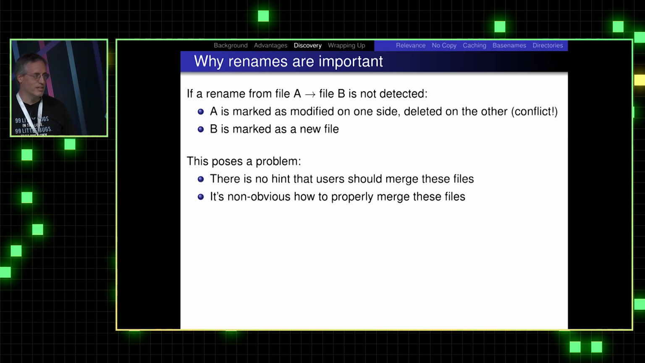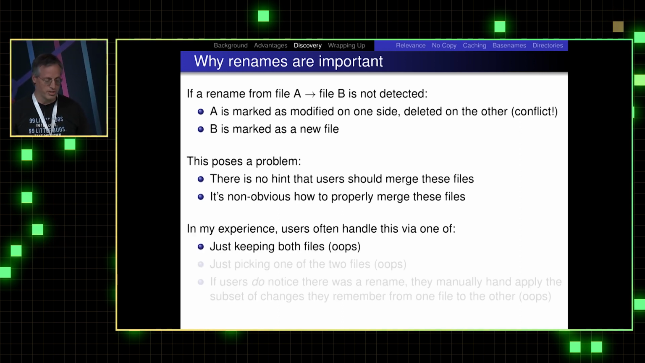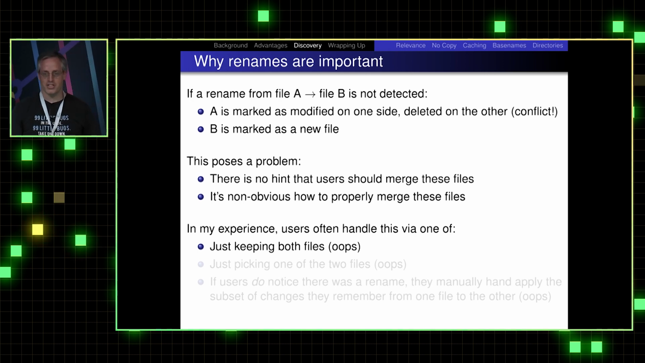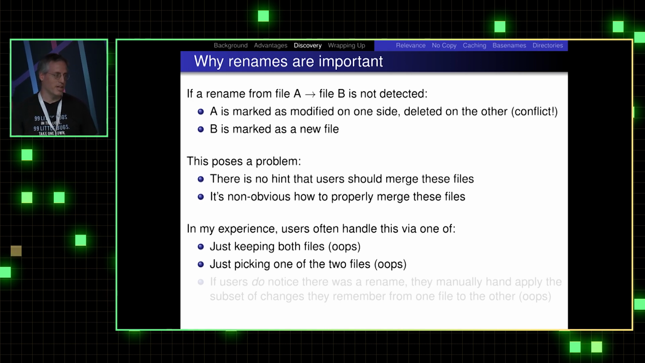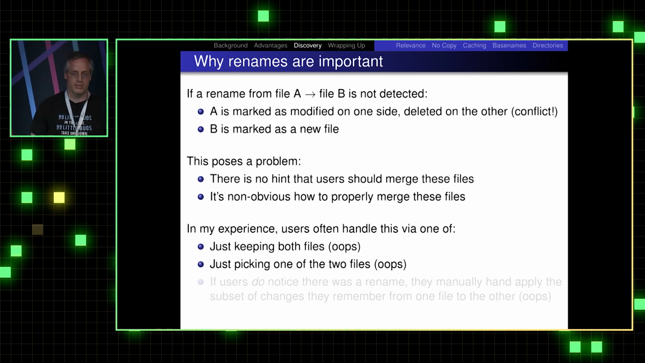I've seen this dealt with several ways by users. It's usually one of three things, all of which are suboptimal. One, they end up just keeping both files around in the tree, each of which is missing some of the changes from the other. Sometimes they delete one of the two files and keep the other one, still missing changes from the other side.